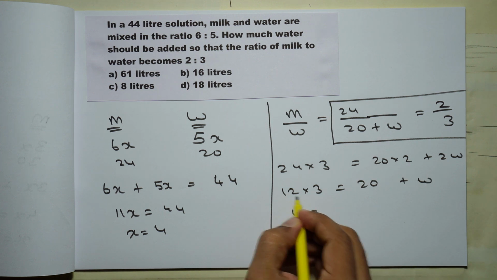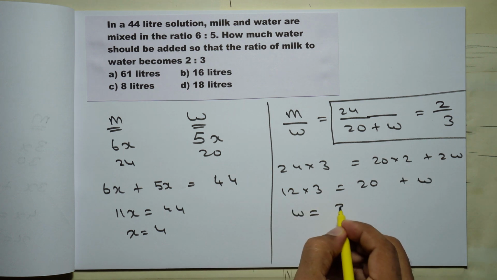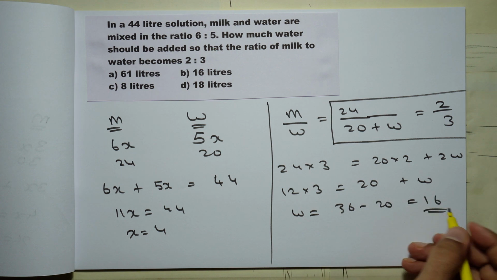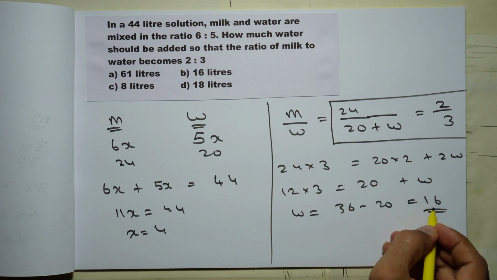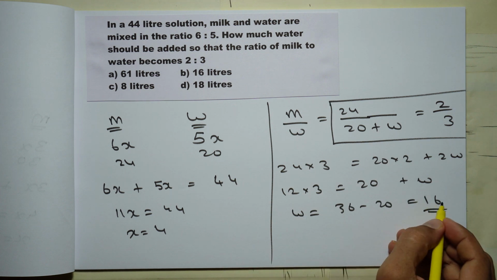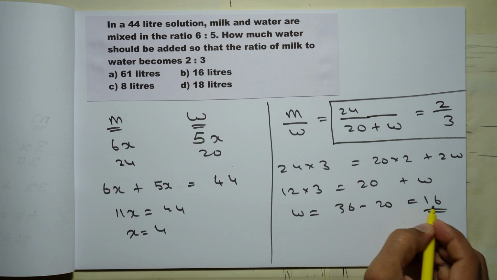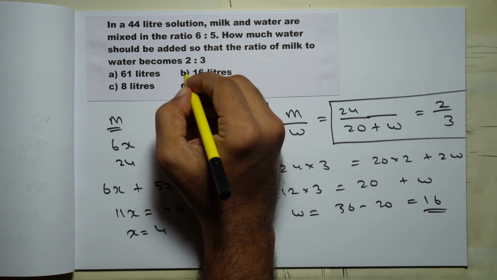W is equal to 12 into 3, 36, minus this 20, so that you will get 16. Now W is the amount of water that must be added, and you will get it as 16 liters. So how much water should be added? W is equal to 16 liters, option B.